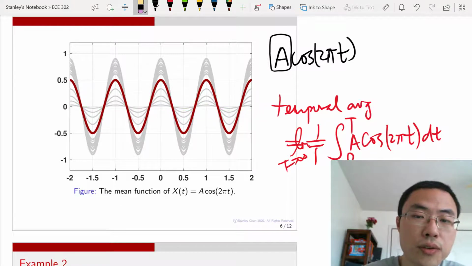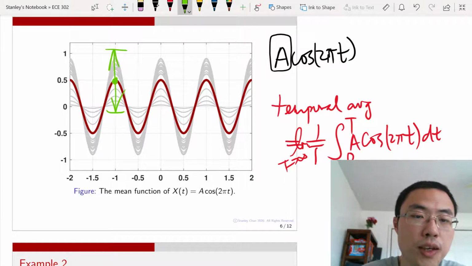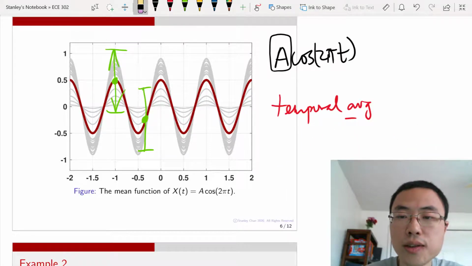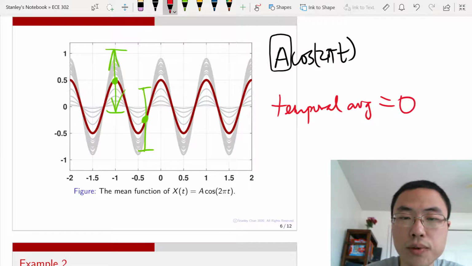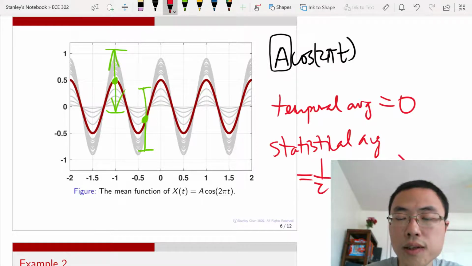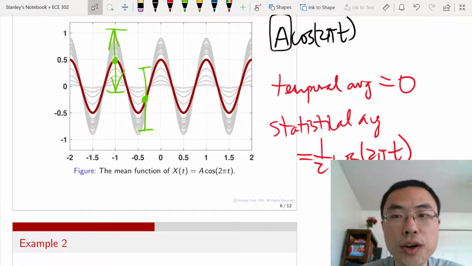What is your statistical average? Your statistical average is the average that you compute from the vertical axis, and so you get up to this point. If you go to another location, let's say you go to here, then your average is here, and therefore the temporal average does not equal the statistical average. The temporal average is 0. The statistical average is 1/2 cosine 2 pi t. And the statistical average is a function of the time t, whereas the temporal average is not a function of time t.